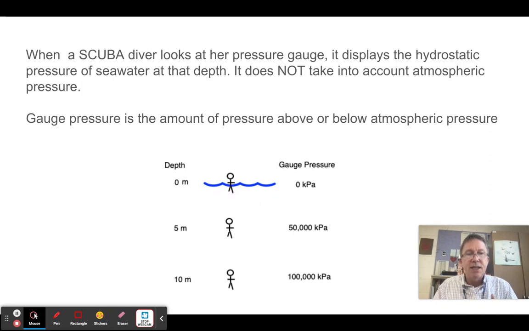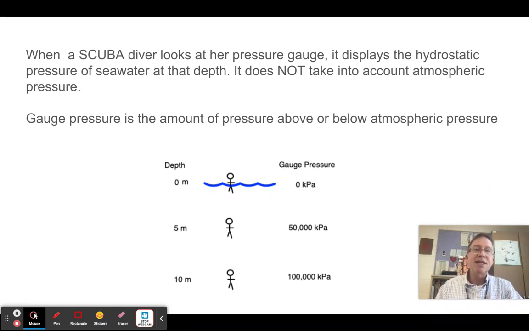Now, as she ascends slowly, so she doesn't get the bends, she gets to a depth of 5 meters. She looks at it. Well, guess what? There's half as much water stacked on top of her. So there's half as much pressure. So instead of 100,000, it's 50,000. And when she comes all the way to the surface, now there's no water stacked on top of her. So her gauge pressure is going to say 0 kilopascals of water pressure. Right? So her gauge pressure went to 0.